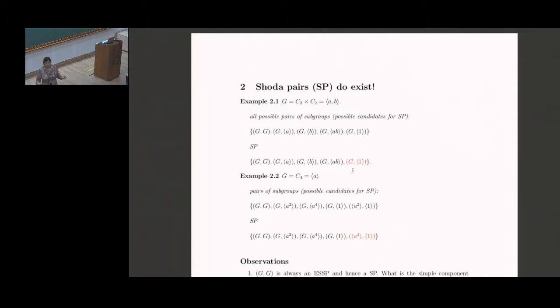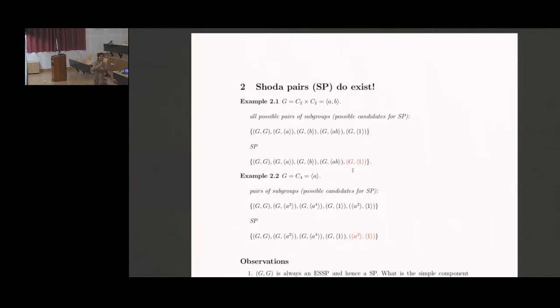You can just play with the lattice of subgroups. Because we are looking for possible candidates of Shoda pairs or strong Shoda pairs or extremely strong Shoda pairs, what you do is just take the first group to be bigger than the second one. Okay, so that's what I've done in my first list. There is no other choice.